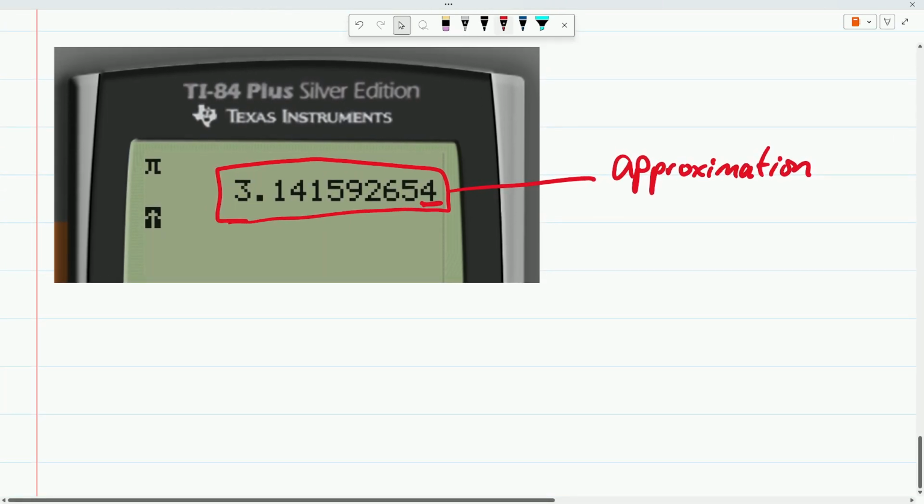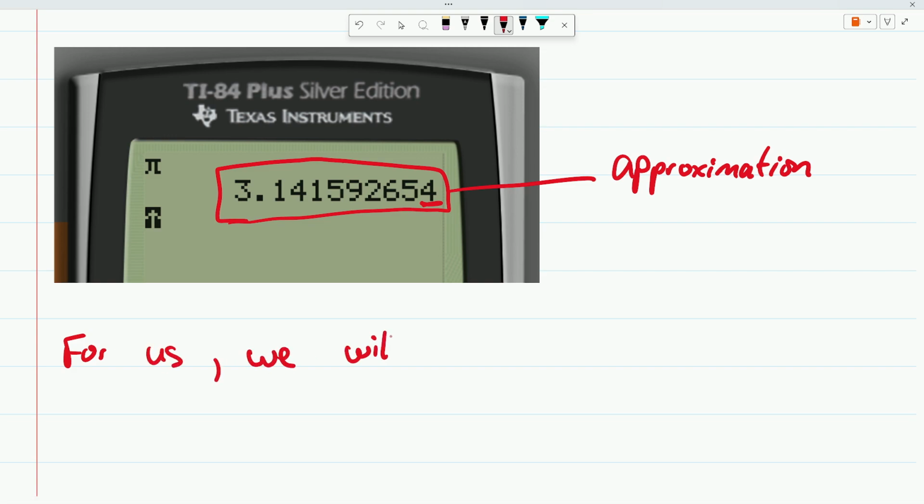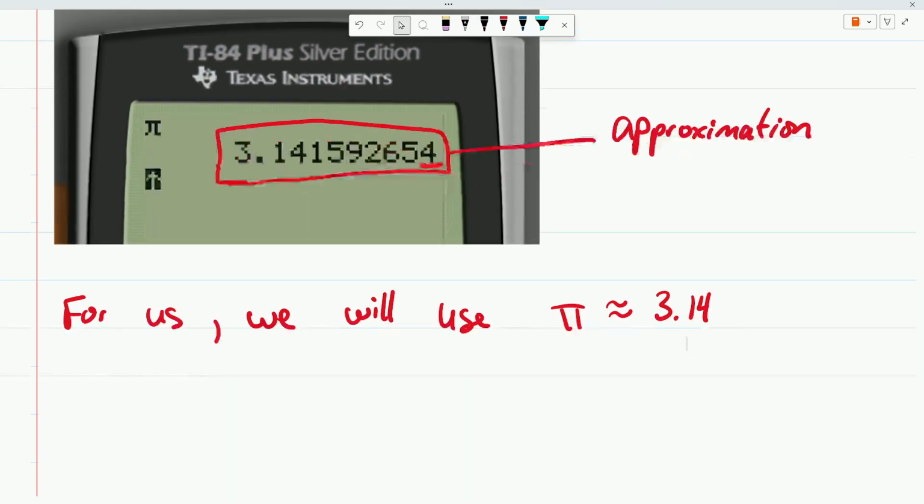So for us, we're going to use pi equal to, or approximately, 3.14. But even still, we have to be very careful, all right? So what I want to do here is an example where we're going to be using pi, okay? And I'm going to show you what this actually means, all right? Because your book kind of goes over this, but it doesn't really go over it a lot. Let's look at an example.